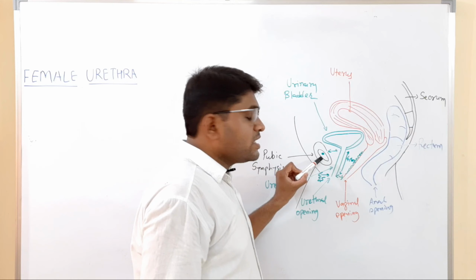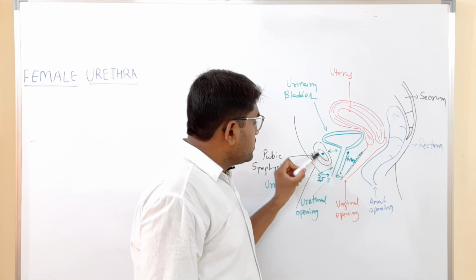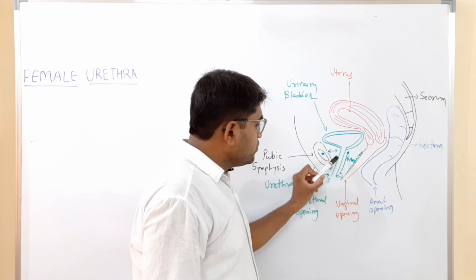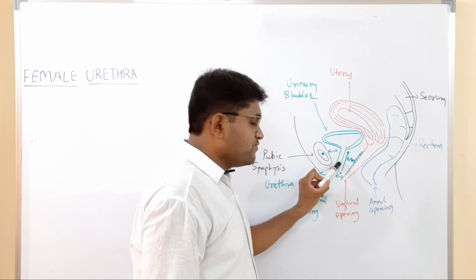So first of all, let me try to understand the location of the female urethra. Here in this diagram, you can see the sagittal section of the pelvic area. On the most anterior side is the anterior abdominal wall. Then here is the pubic symphysis. Behind the pubic symphysis there is the urinary bladder and the urethra. So the urethra is located here, behind the pubic symphysis.